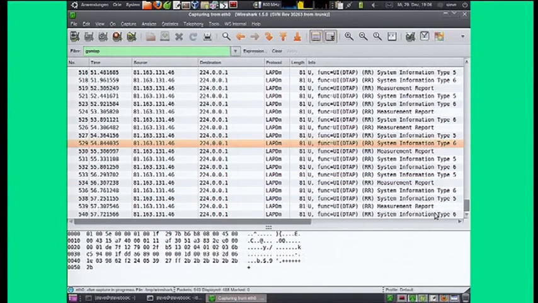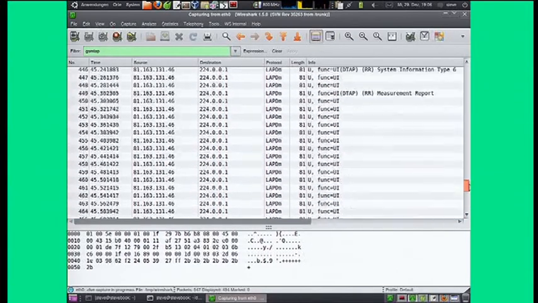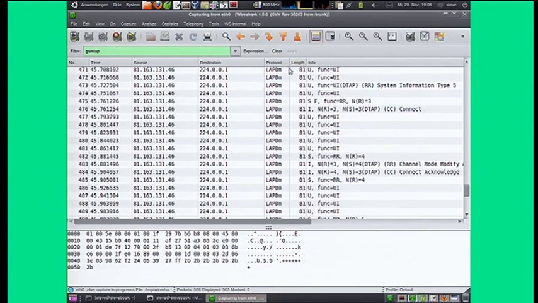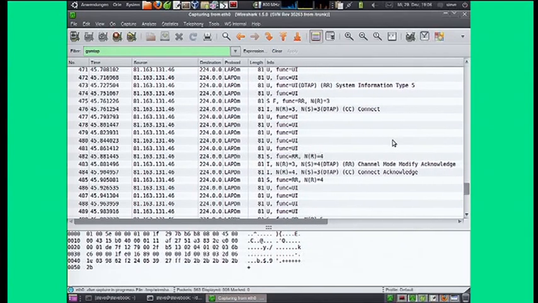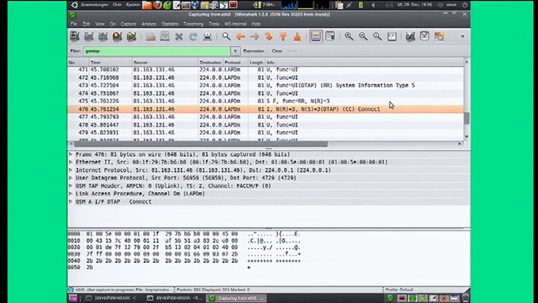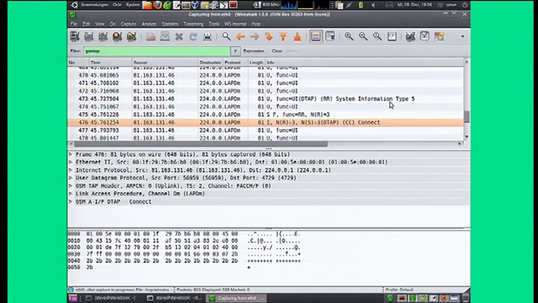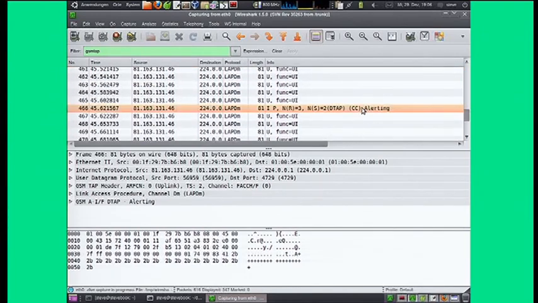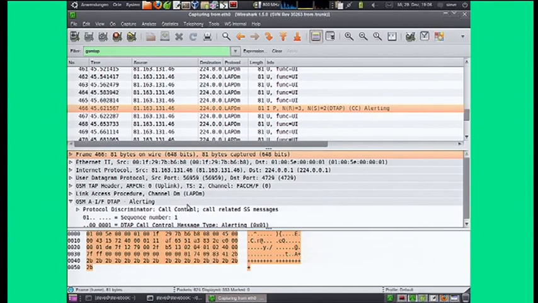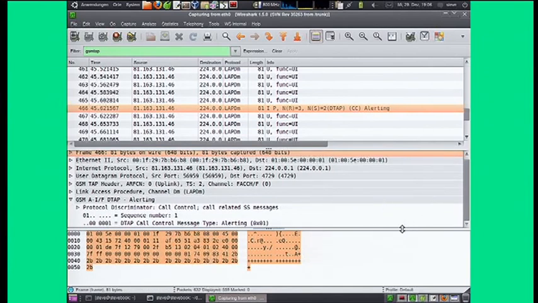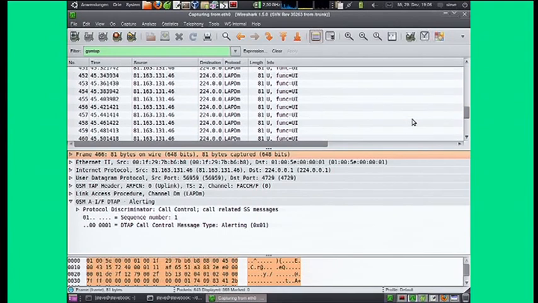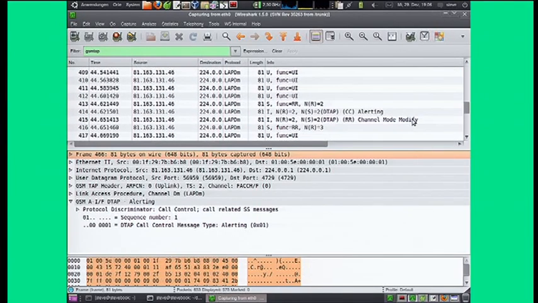If you go back a bit. Let's see where the actual call was established. Connect a little bit further up here. Yeah, there's the connect. There was the call alerting, yeah. This is the ring, when the phone is ringing, you get the alerting message and so on. But you can completely use it for analysis of the GSM traffic.